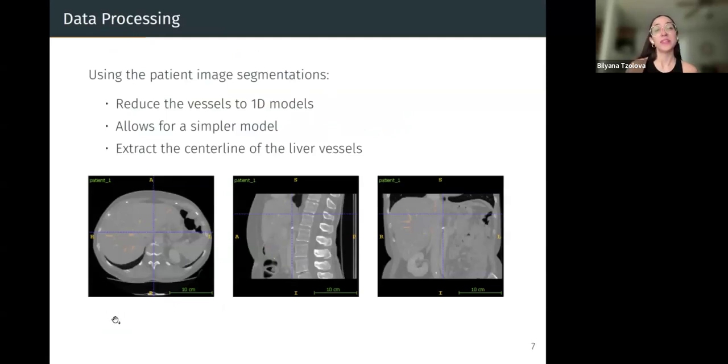So from these segmentations, we have decided to reduce our vessels into 1D models. This is because the vessels are much smaller than the domain in which they exist in, the liver, and this allows us to have a simpler model. So in order to reduce our vessels to 1D structures, what we're going to do is extract the center line of the liver vessels.